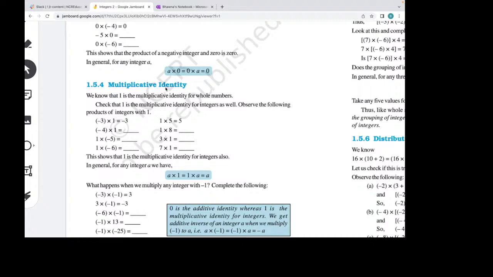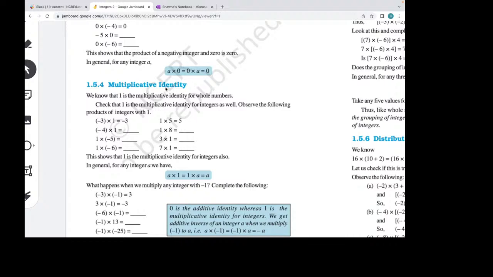Now what is the multiplicative identity? What number should you multiply by the number for which we want the multiplicative identity? We need to multiply by 1. This is also true for whole numbers: when we multiply whole numbers by 1, only then do we get the same number. And this is the same for integers.